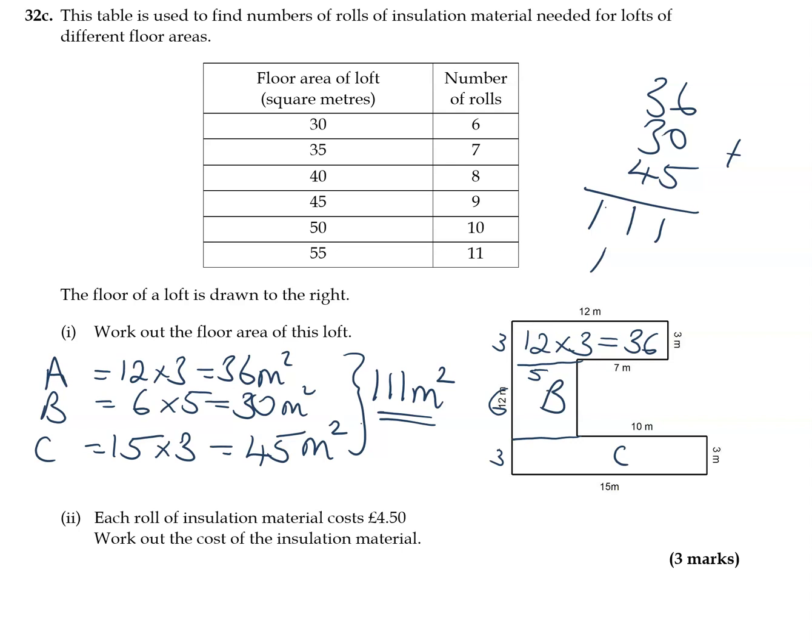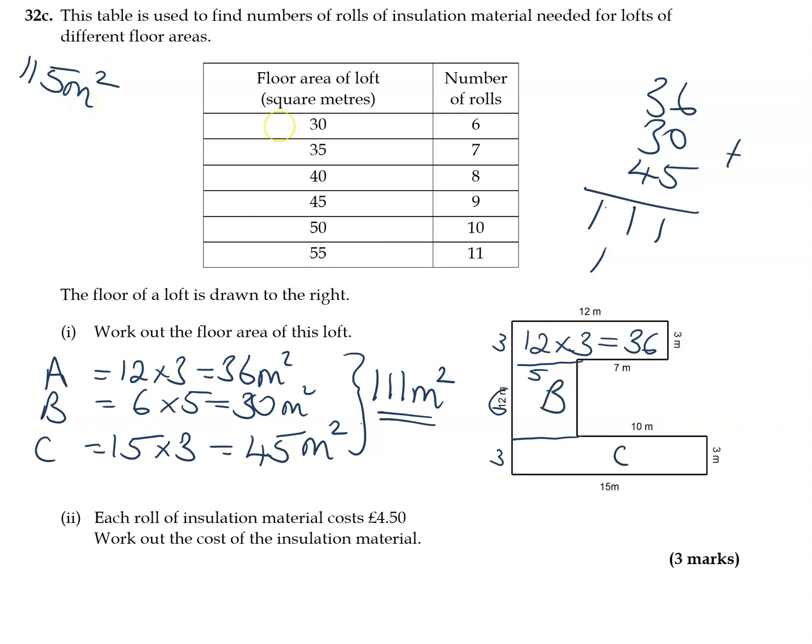Now each roll costs $4.50. Now 111 square meters. We haven't worked out how many rolls we need yet, so this is quite a tricky question, this one. 111. Now 110 won't be enough. Remember, it goes up in 5s. So we've got to buy 115 square meters. We want 115 square meters to cover. We have a little bit spare.